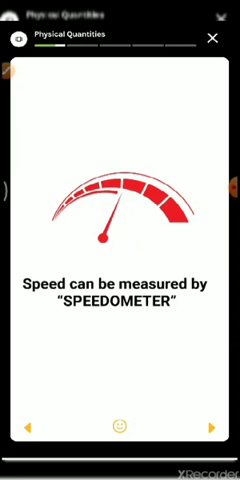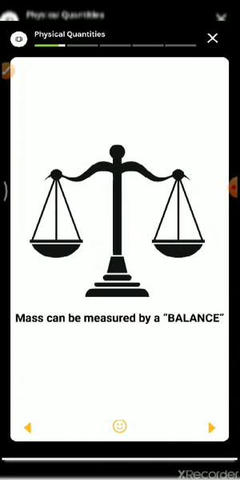In your vehicle, you can see a speedometer, with the help of which we can determine the speed of the vehicle, how fast it is going. Then mass can be measured by a balance. Wherever we go, if we ask to buy 1 kilogram of potatoes, 1 kilogram of onion, or 1 kilogram of something from a grocery shop, they measure it with the help of a balance. It is also called a physical balance or beam balance.